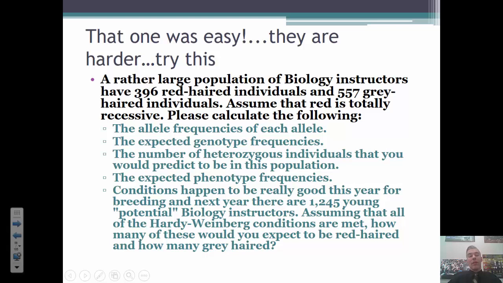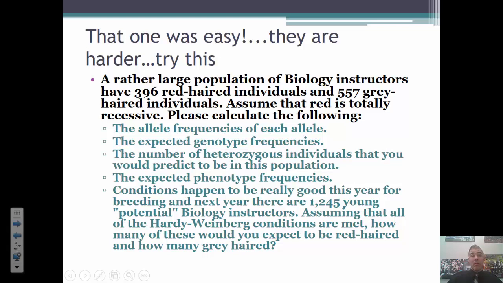Please calculate the following: the allele frequencies of each allele, the expected genotypic frequencies, the number of heterozygous individuals that you would predict to be in this population, the expected phenotypic frequencies, and then a last part of the question, which is conditions happen to be really good this year for breeding, and next year there are 1,245 young potential biology instructors. Assume that all of the Hardy-Weinberg conditions are met. How many of these would you expect to be red-haired, and how many would be gray-haired?